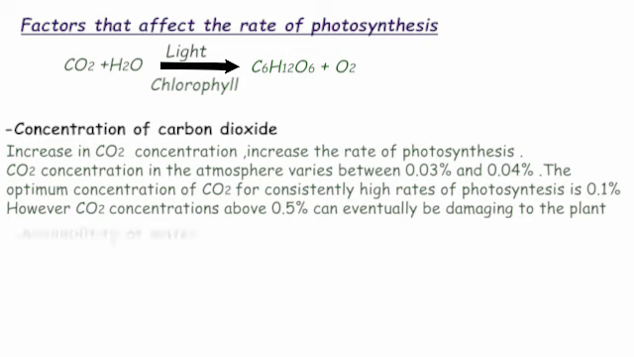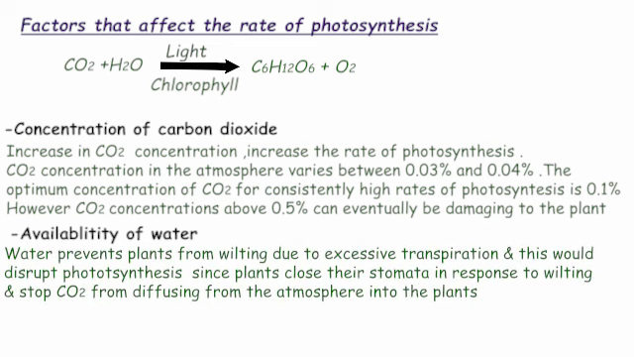Our next factor is availability of water. Now, water is a raw material for photosynthesis, but it's difficult to measure its direct effect on photosynthesis. But water prevents plants from wilting due to excessive transpiration, and this would disrupt photosynthesis, since plants close their stomata in response to wilting or transpiration, and this stops carbon dioxide from diffusing from the atmosphere into the plants. So water is also important during photosynthesis.